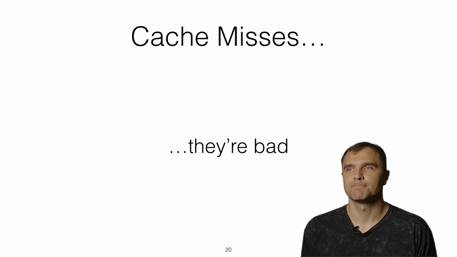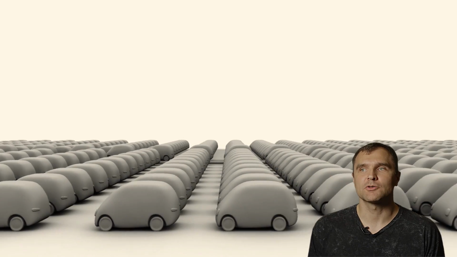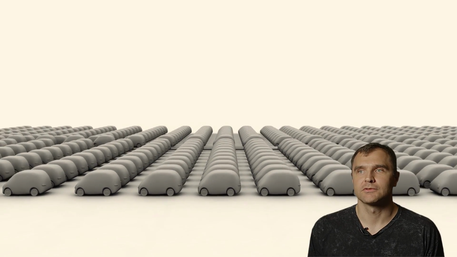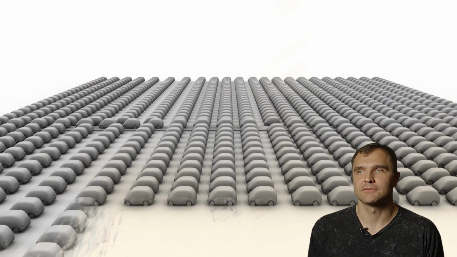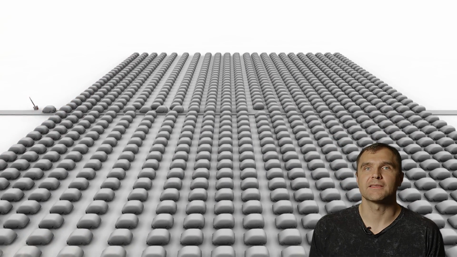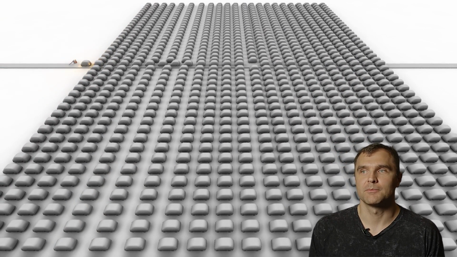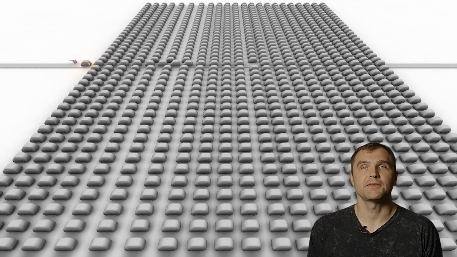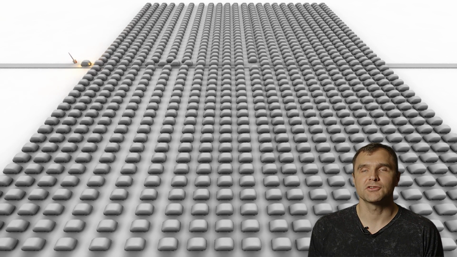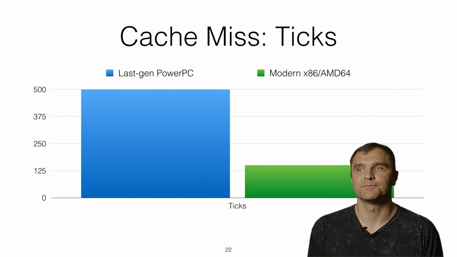And wait a minute. The last gen consoles' power PCs were dual issue. That's 2 instructions per tick. So it's more like we lost 1,000 instructions per cache miss. That's a theoretical number, but I did reach 1.6 average instructions per cycle in optimized code.